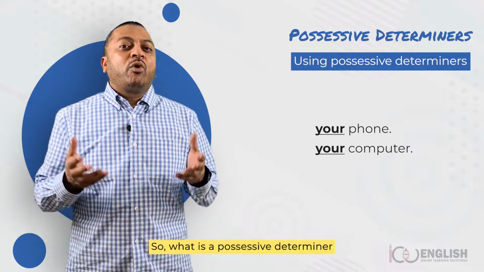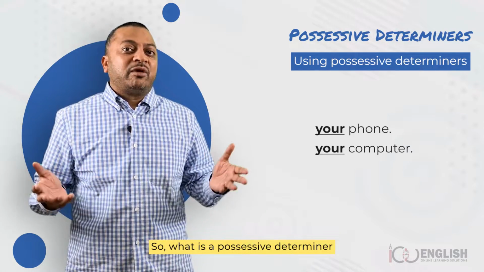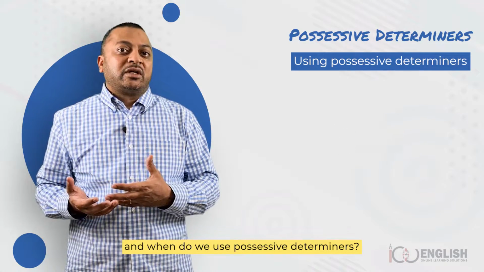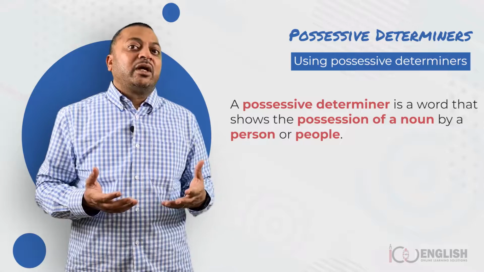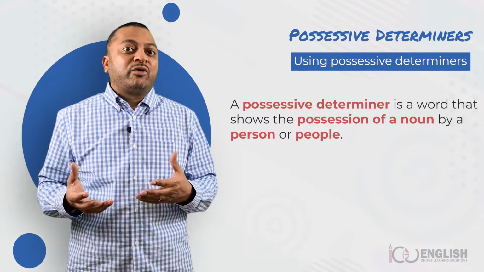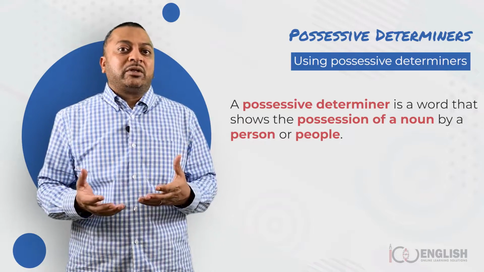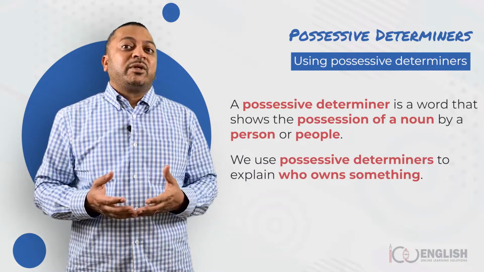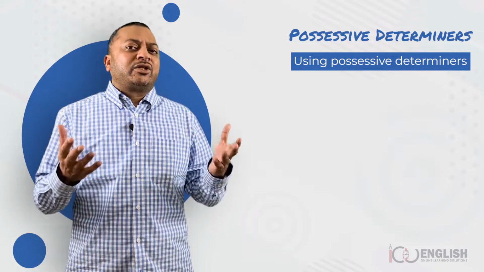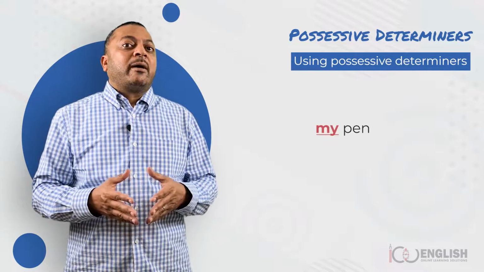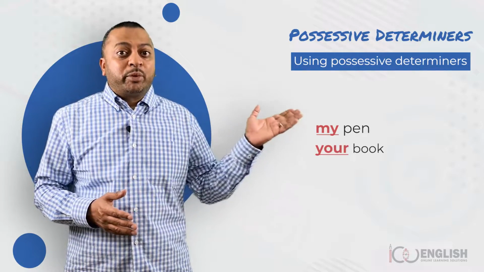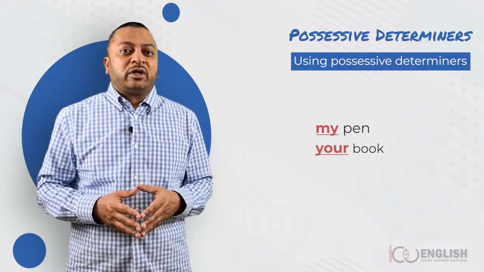So, what is a possessive determiner and when do we use possessive determiners? A possessive determiner is a word that shows the possession of a noun by a person or people. We use possessive determiners to explain who owns something. Let's look at some examples. My pen, your book. Let's move on.